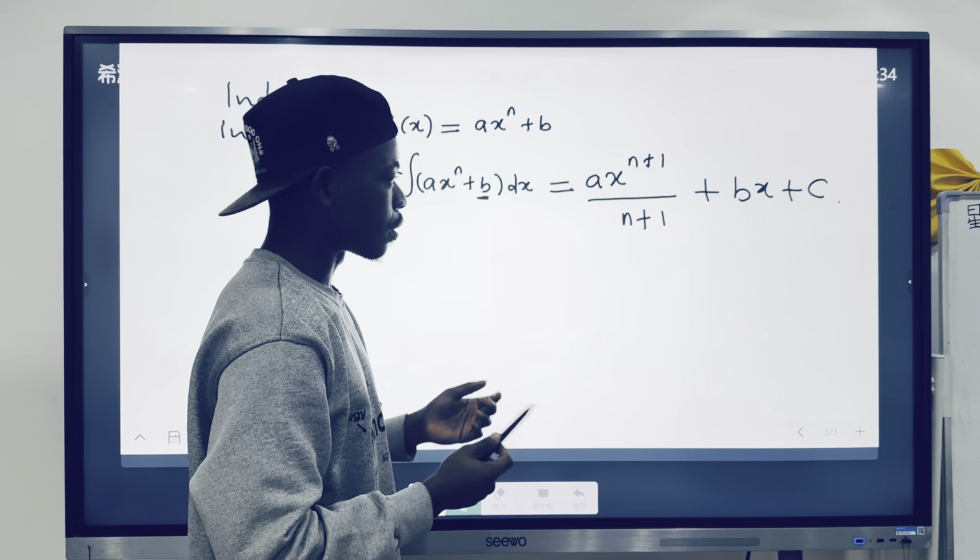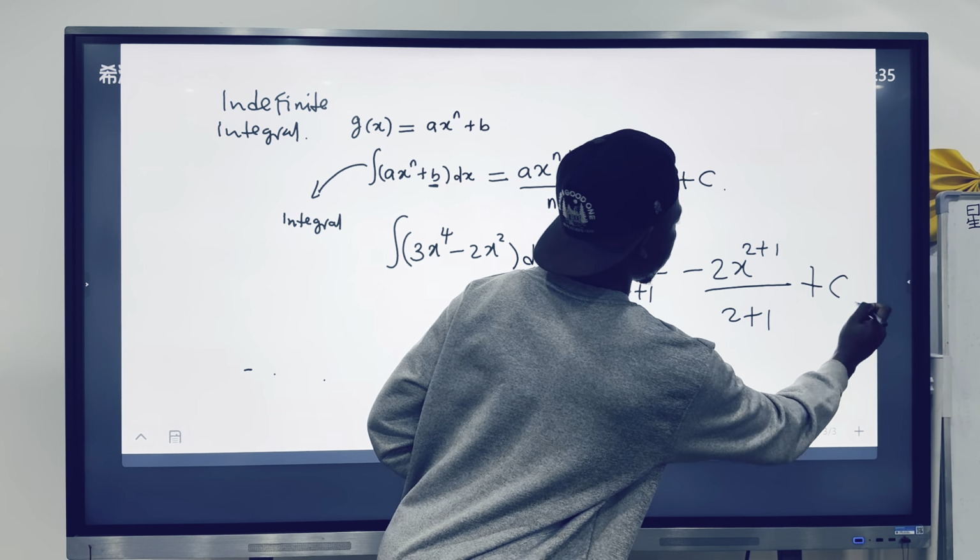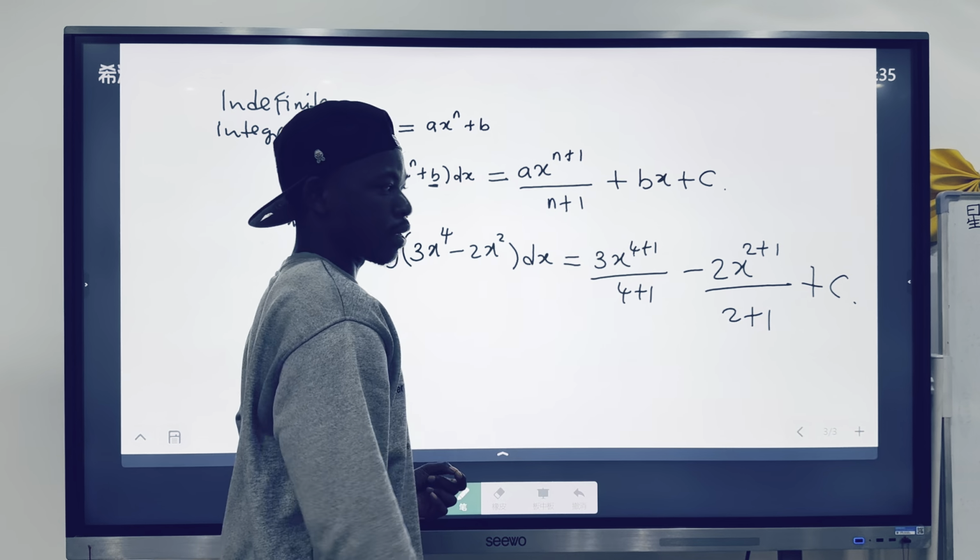Then we have negative 2x squared. What do we do to it? So it will be negative 2x. The power is 2, you add 1. Becomes 2 plus 1. Then we divide by the same 2 plus 1, like that. Then we always add what? Constant c. Take note here, we don't have a term without an x. That's why we just went straight like that. Then what do we do here? So this becomes 3x, 4 plus 1 is 5, then over 5 here. Then minus 2x, 2 plus 1 is 3. Then you divide by 3, and then plus c. So this gives you the answer, okay?